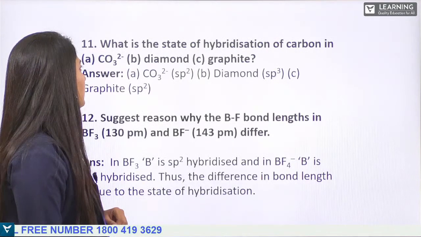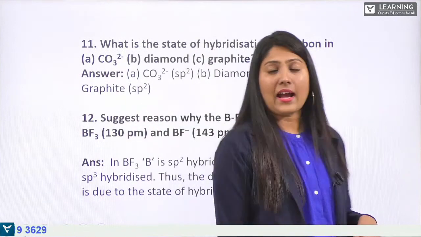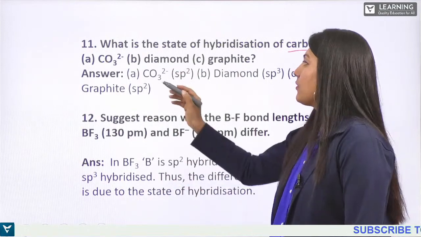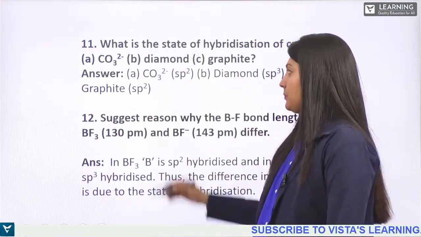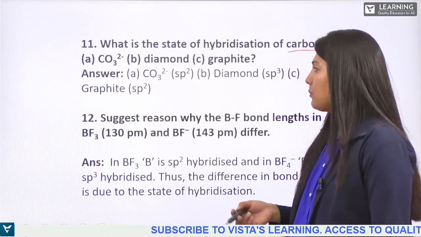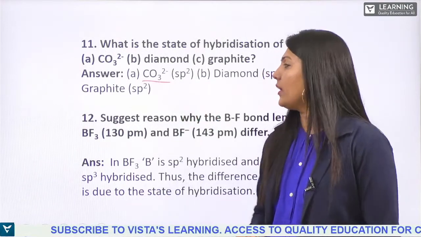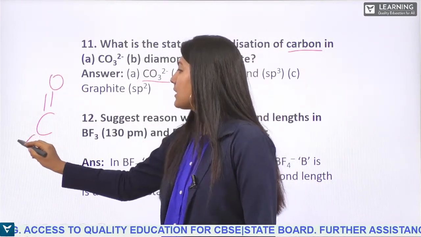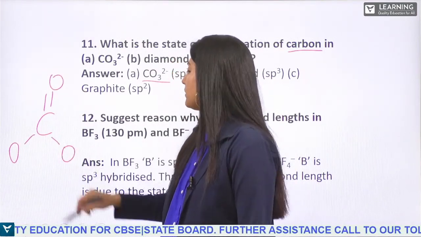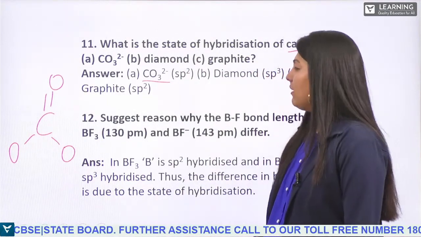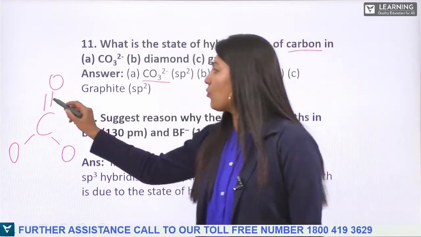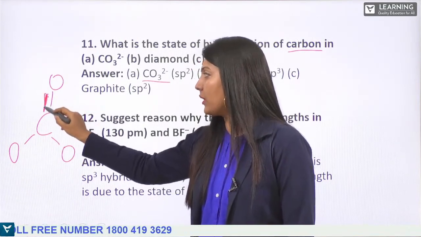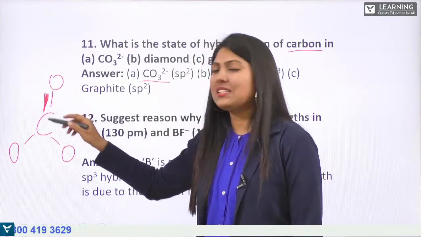Good. What is the state of hybridization of carbon in the given substances? The first one is the carbonate ion. How many bonds are there in the carbonate ion, students? We have C, double bond O, single bond O, and single bond O, right? So it should have sp2. See, one bond, one bond, one bond, sp2. One more bond is a pi bond. Got it?